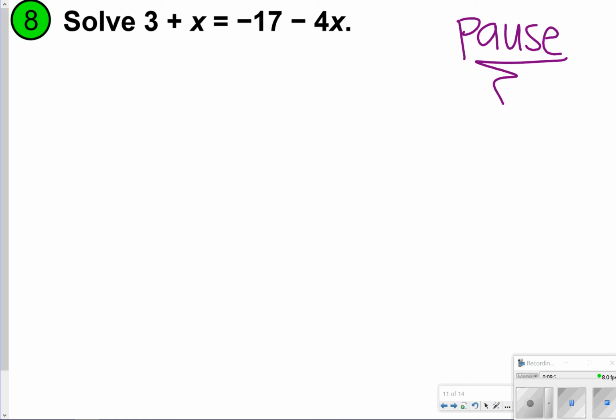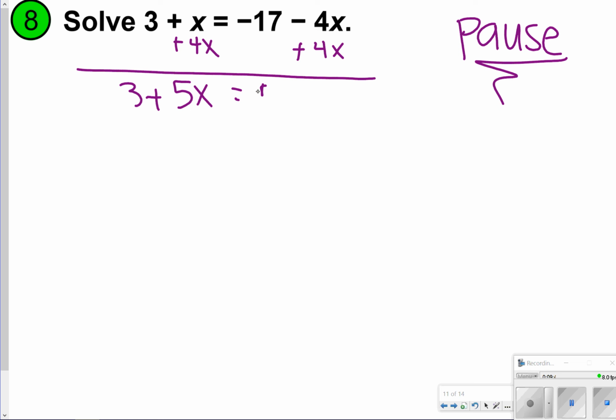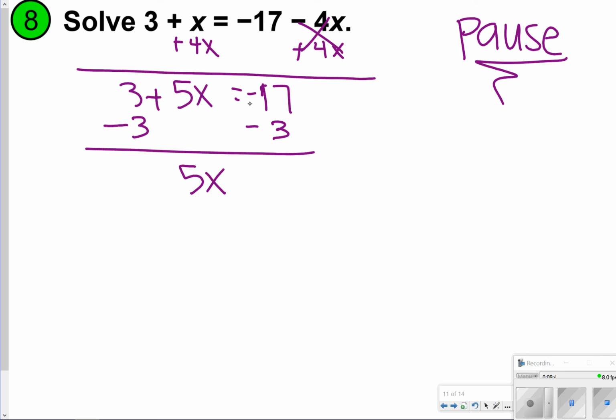Alright, so what I did with this one is I moved my negative 4x to the other side where the other x is. Negative 4x plus x is 5x. So I have 3 plus 5x is equal to negative 17. And then I'm going to subtract 3 from both sides. Notice I'm doing negative 17 and negative 3. Those are same signs, so you're going to add and keep them. So you actually get negative 20 for that. Then you will divide both sides by 5. X will be equal to negative 4.